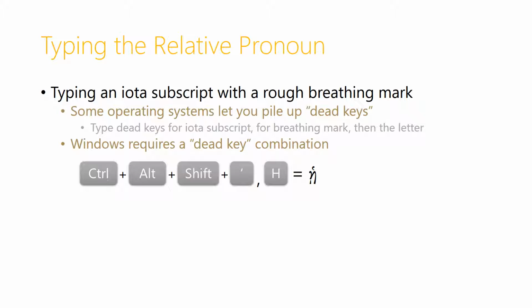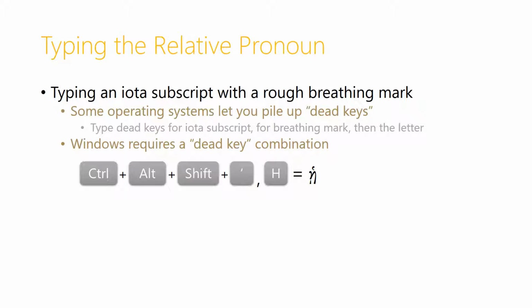The one thing that can be tricky here is actually typing the relative pronoun, because you have to type a rough breathing with an iota subscript when you come to the dative singular relative pronouns. Some operating systems, like Linux, will let you just pile up dead keys. So you type the dead key for the iota subscript, you type the dead key for the breathing mark, and then the letter. And all three of those keystrokes combine to give you your relative pronoun.